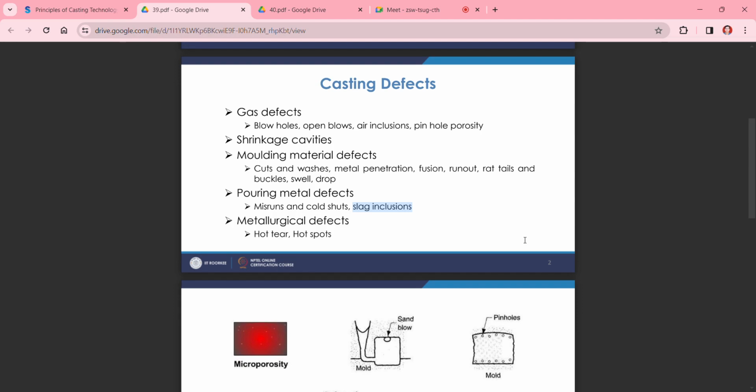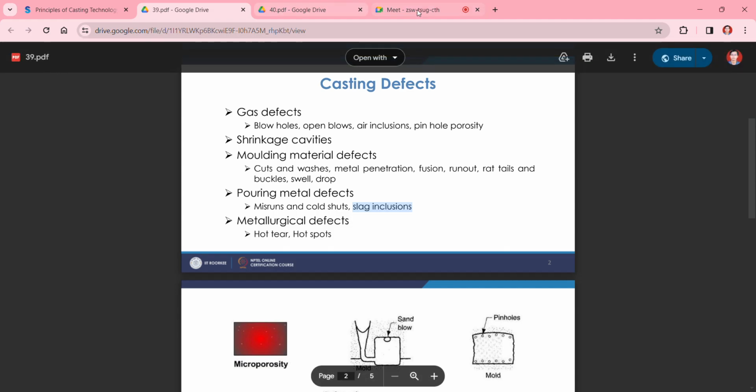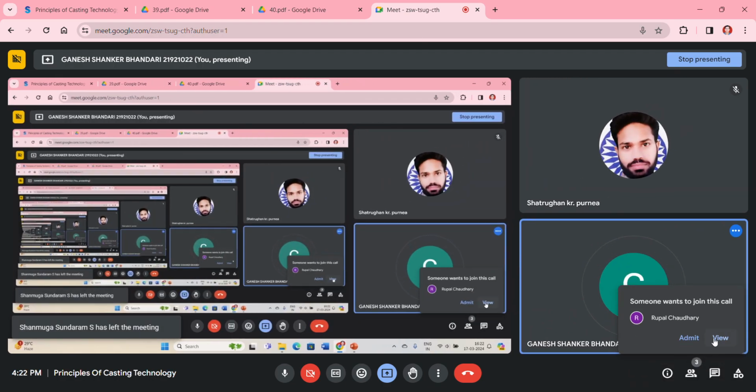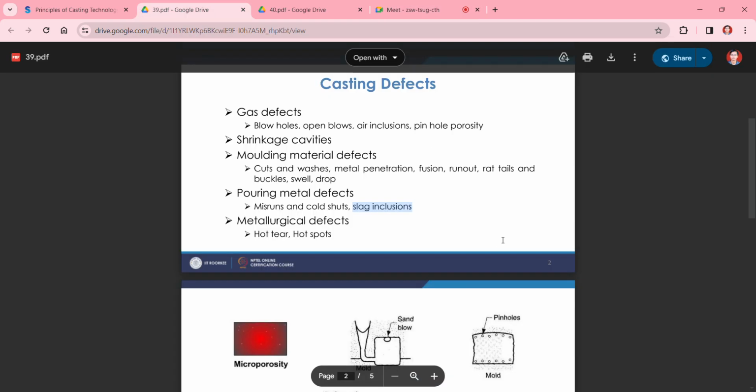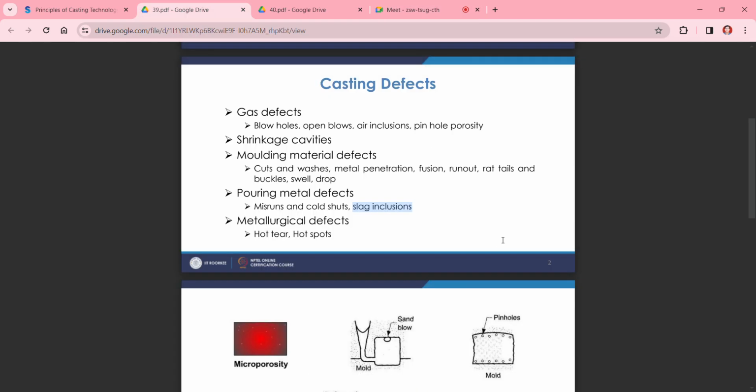For example, mild steel has a melting point of around 1450 or 1500 degrees Celsius, and iron sulfide has a melting point of only 800 to 900 degrees Celsius. That iron sulfide is going to precipitate at your grain boundaries.